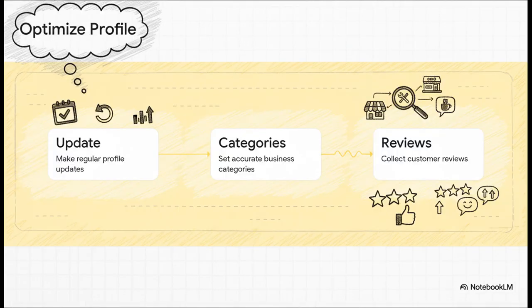But here's the fix, and it's not just about looking pretty for the customer, it's about feeding the algorithm. You've got to make regular updates to prove your business is active and thriving. You need to set precise categories so the search engine knows exactly who to send your way. And you have to aggressively collect customer reviews. That generates the critical social proof you absolutely need to rank.